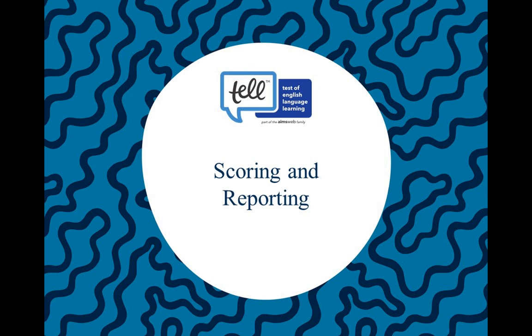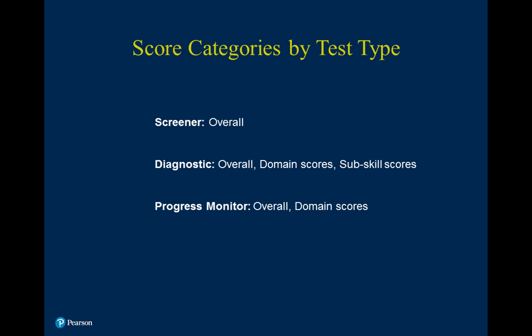So now we're going to move on to scoring and reporting. As I shared, TEL is made up of the 3 tests. There's the single screener, and what I didn't really talk about are the types of scores you get with the test types. With the screener, you're going to get an overall score of how the student has performed. With the 2 diagnostics, that's your most robust test, because it's not only going to give you an overall score, it's going to give you domain scores and sub-skill scores.